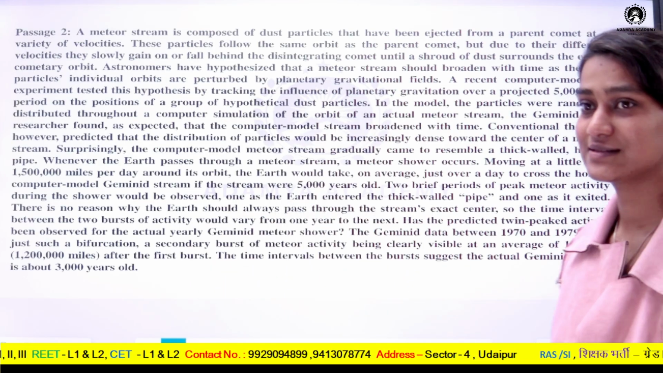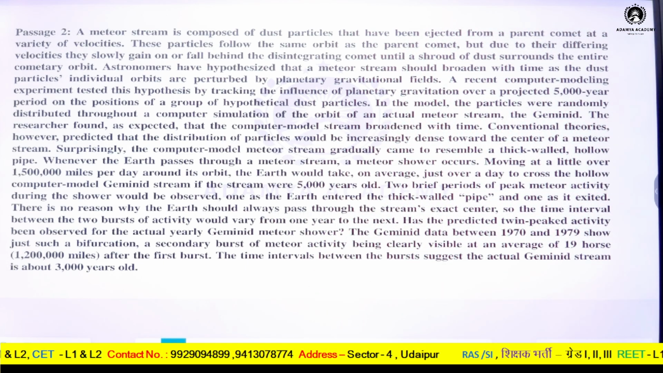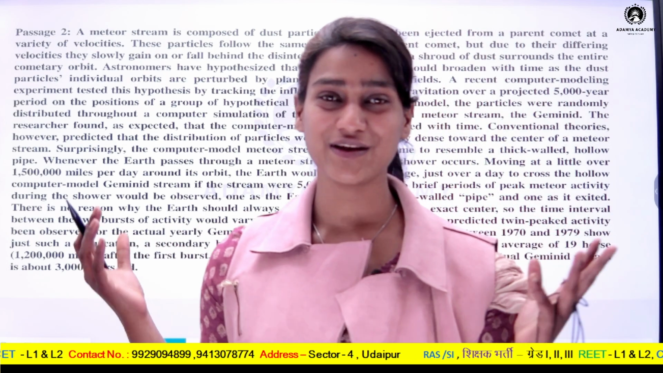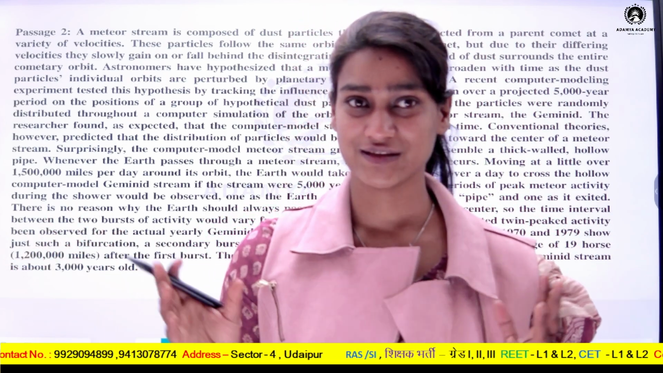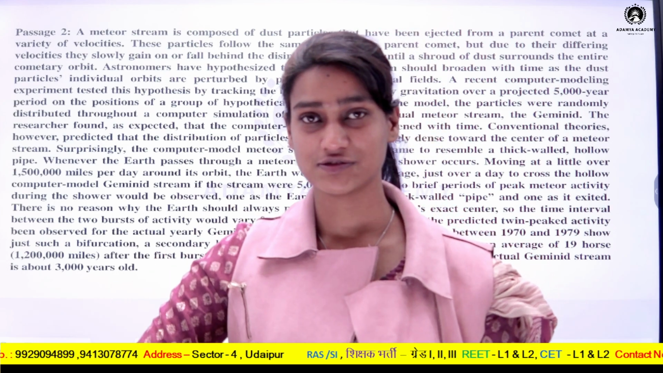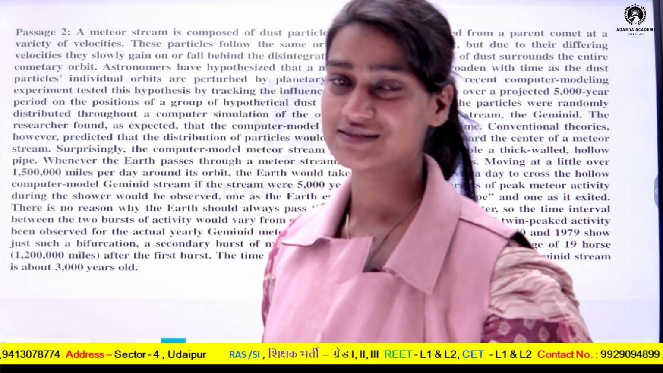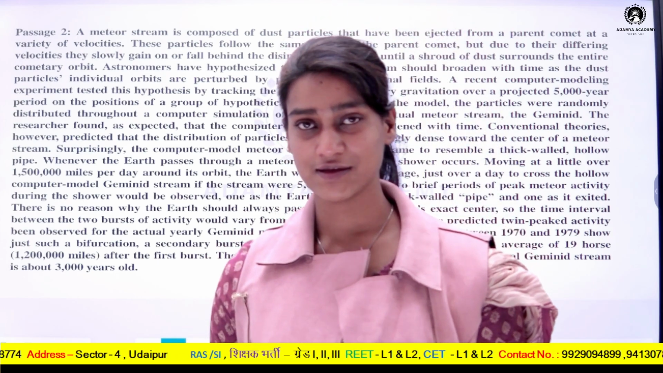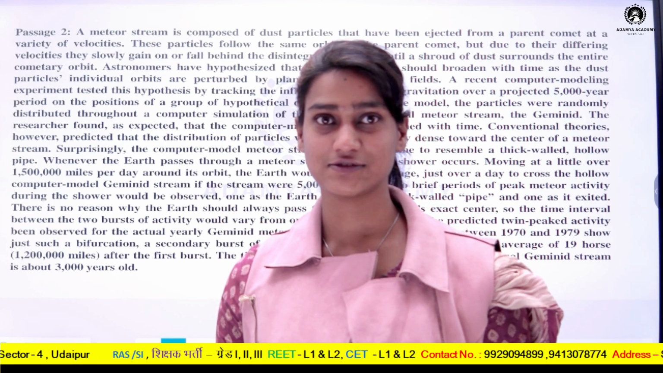And now let us discuss passage 2, a meteor, which is related to space. So you all are fascinated with the word space. Space has so many things. It has planets, meteors, comets, asteroids, etc. Now we will be discussing the various parts of space, which are meteorites, comets, asteroids, etc.